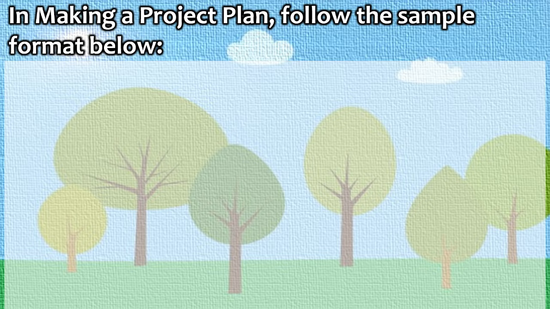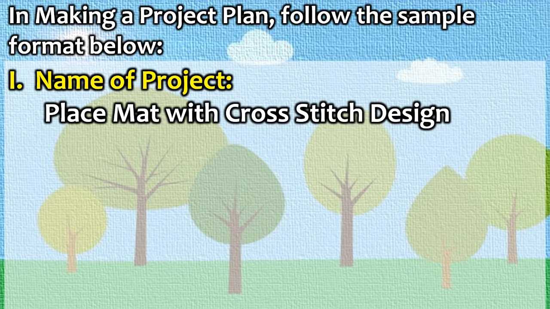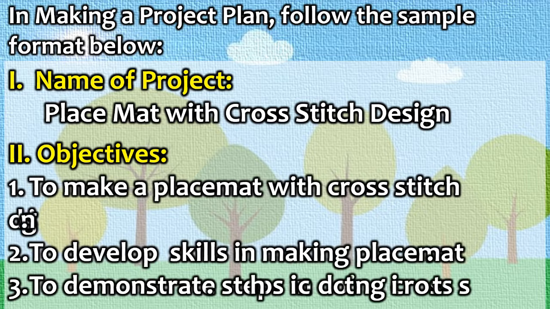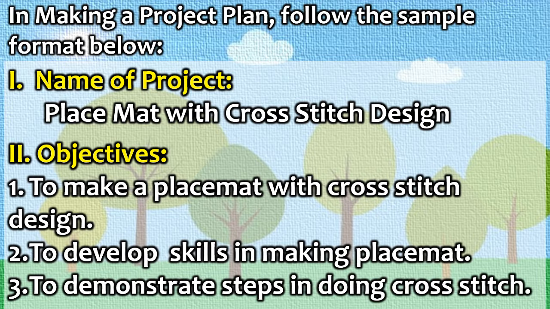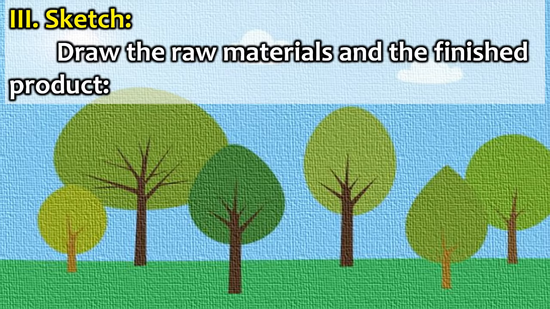In making a project plan, follow the sample format below. 1. Name of project. Placemat with cross-stitch design. 2. Objectives. To make a placemat with cross-stitch design. To develop skills in making placemat. To demonstrate steps in doing cross-stitch. 3. Sketch. Draw the raw materials and the finished product.